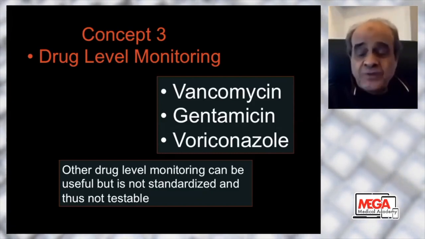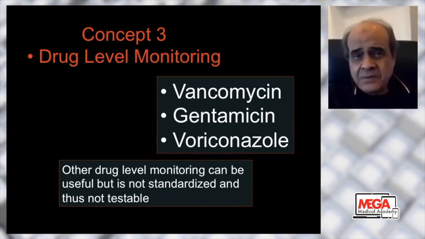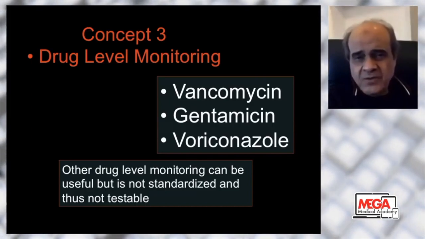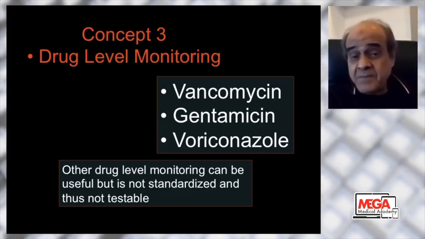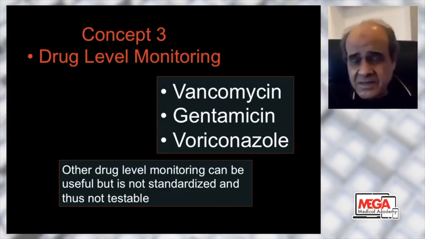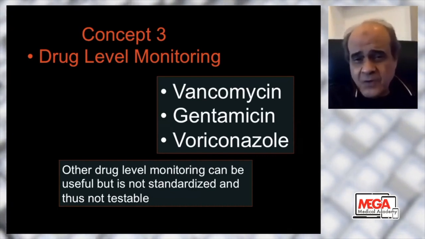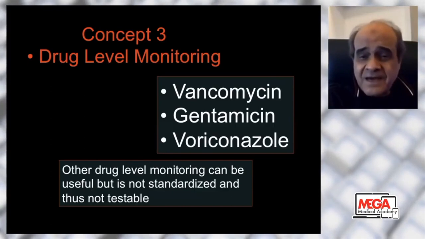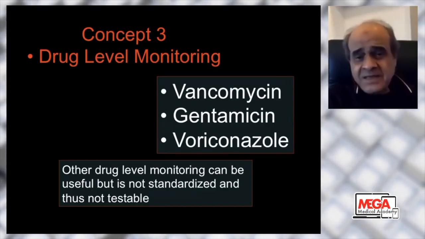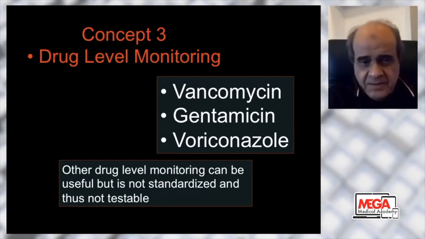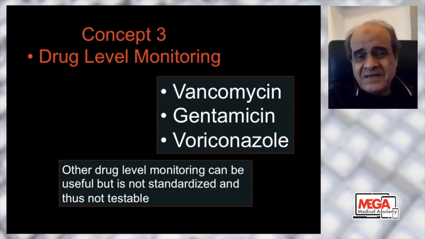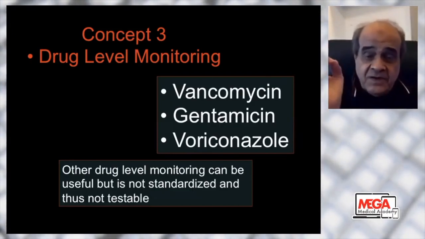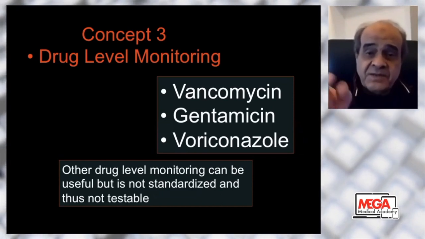Another concept, drug level monitoring. We don't monitor the level of every drug or every antibiotic. Only some drugs we monitor, because they are nephrotoxic or their efficacy depends on the MIC and the concentration, like vancomycin, gentamicin, voriconazole. We are afraid, of course, of nephrotoxicity and of the lack of efficacy of these drugs if the level is below the target or trough level. Other drug level monitoring may be useful, but it is not standardized and not tested. The most common drugs for which we have to ascertain the level, or its trough level, are vancomycin, gentamicin, and voriconazole.